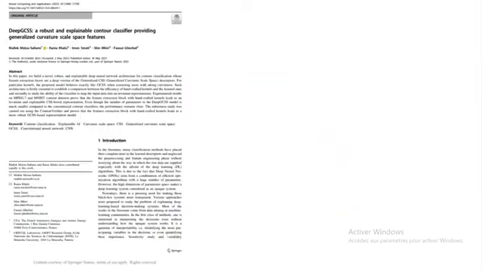Now, before also diving into our paper, I want just to make sure that we understand the paper from the title. This is mainly true in most of the research papers that you may see. Always the title gives you clear information about what the paper is going to be about. So the title here is DeepGCSS, a robust and explainable contour classifier, providing generalized curvature scale space features. I may give you 2 minutes to think about the main 2 keywords in this title.